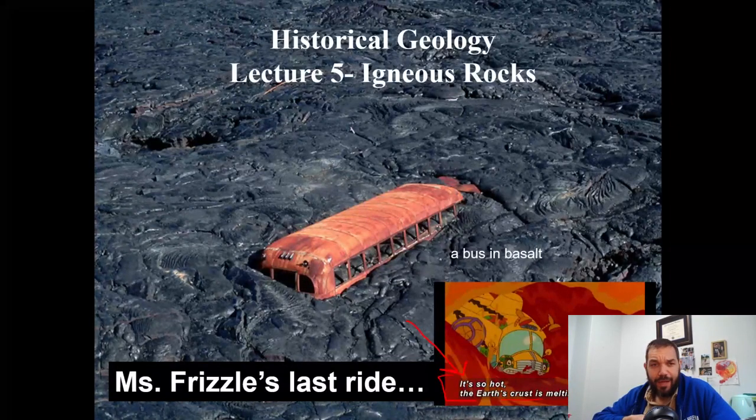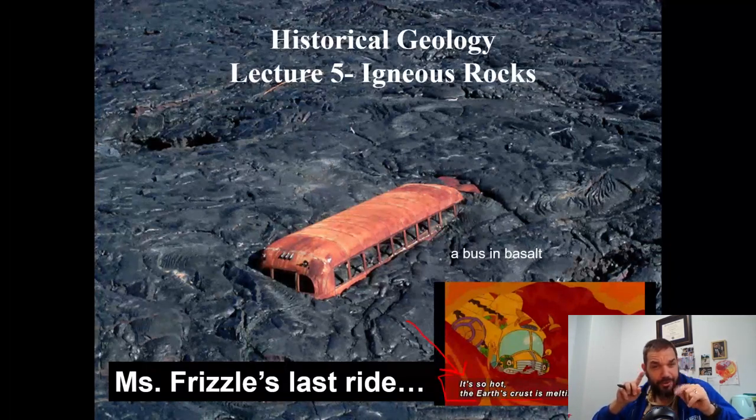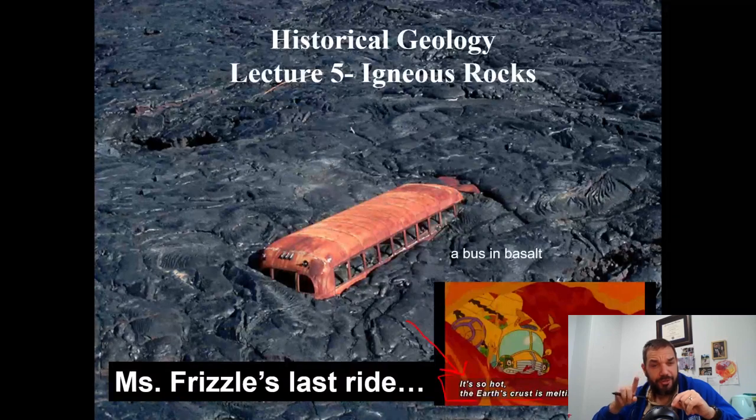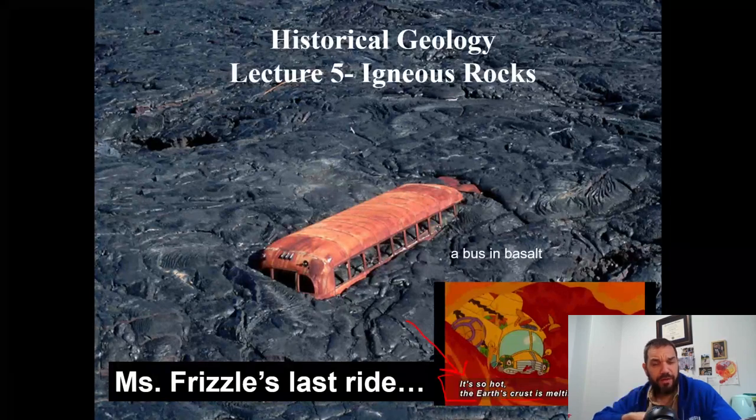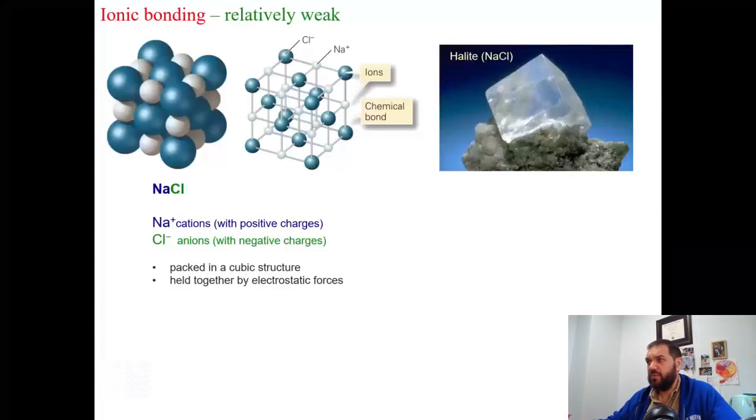Actually, we're going to see later in this lecture that's really not true. The Earth doesn't usually melt because it's too hot. It usually melts because the pressure goes down. You can melt rocks just as easily with decreases in pressure as with increases in temperature. In fact, that's much more common. We'll see all that a little later.